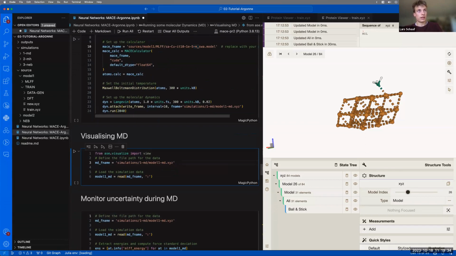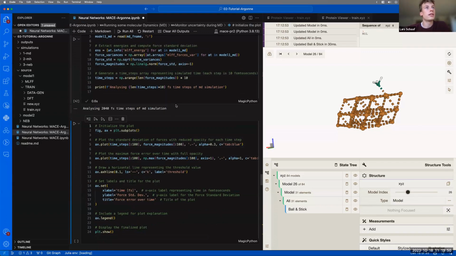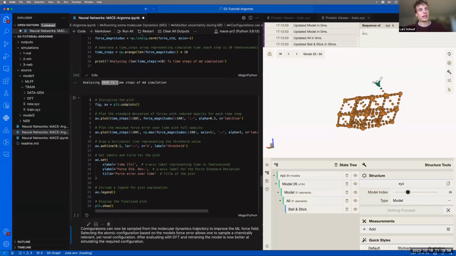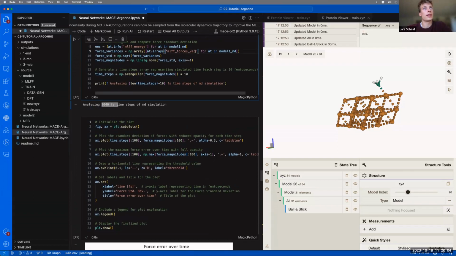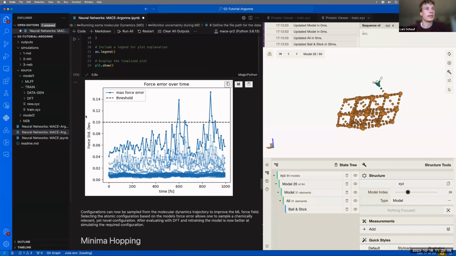Then we can run this, and this will normally run, but again, because I don't have access to GPU, I did this beforehand. We can read in the results, and then have a look at the uncertainty. Here it's telling us, okay, we ran 2 picoseconds of MD simulation, and we can now have a look at the uncertainty. Here I'm keeping track of the uncertainty in the forces. And here you can see the uncertainty of the forces for each atom in the simulation cell.